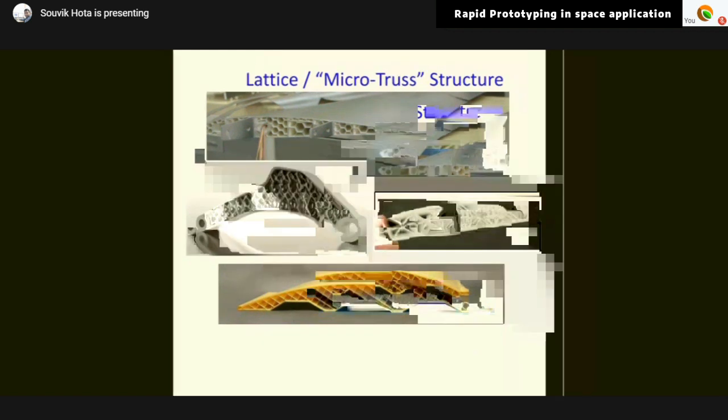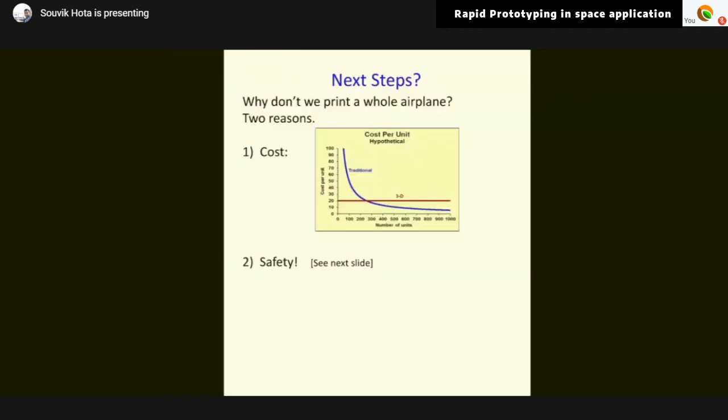Now we have to think what is the next step. Why don't we print a whole airplane with the help of this rapid prototyping technique? But the answer is that, see, in case of cost, we can compromise that, but we have to consider the safety. For that, we have to go to the next slide, because safety is the utmost consideration in case of space application and in case of aviation. So there are some regulations. How do we ensure the safety?